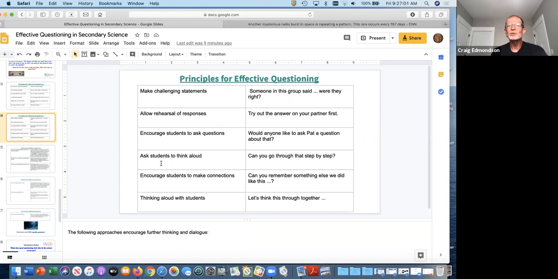Ask students to think aloud. Can you go through that step by step? You just told me such and such. Can you explain that by step process? How would that work? Okay. Again, open-ended questioning.